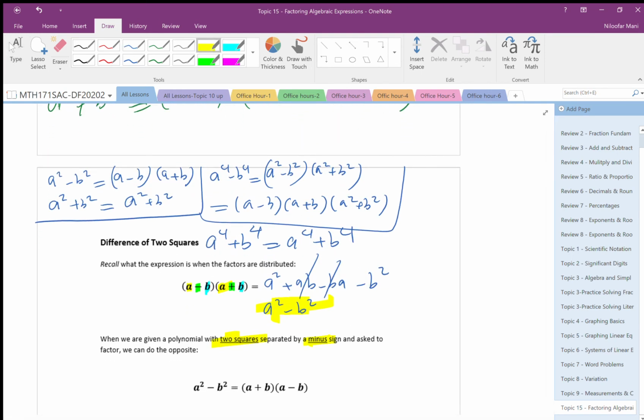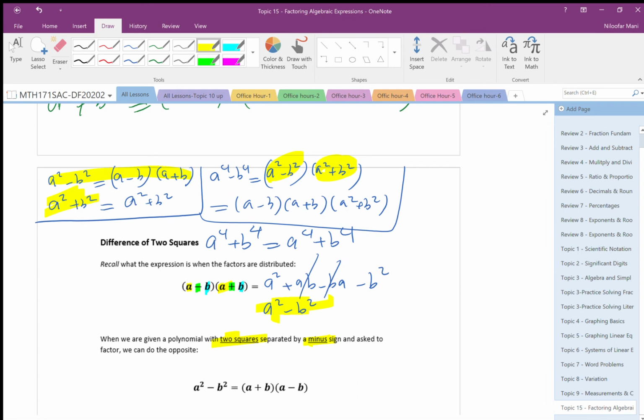If I have a squared minus b squared, it is this one. But if I have plus between them, I cannot factor. Okay? So keep this in your mind, because it's plus between them and both of them are squares. You cannot factor. How about if you have power 4? Can I factor? Yes, I can do a squared minus b squared times a squared plus b squared. The same as for power 2, now you have 4, 4.